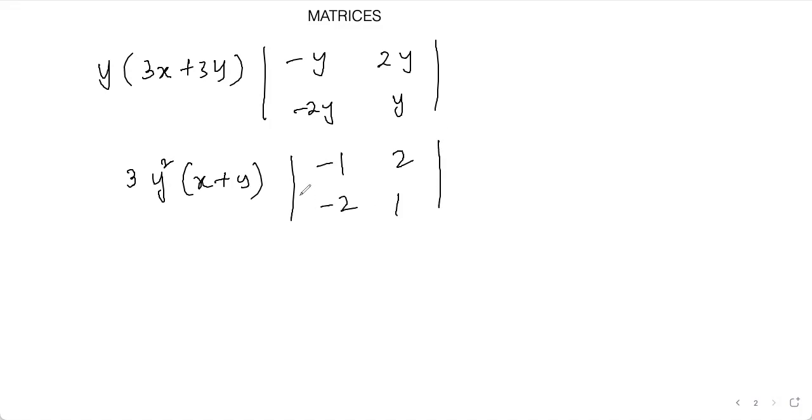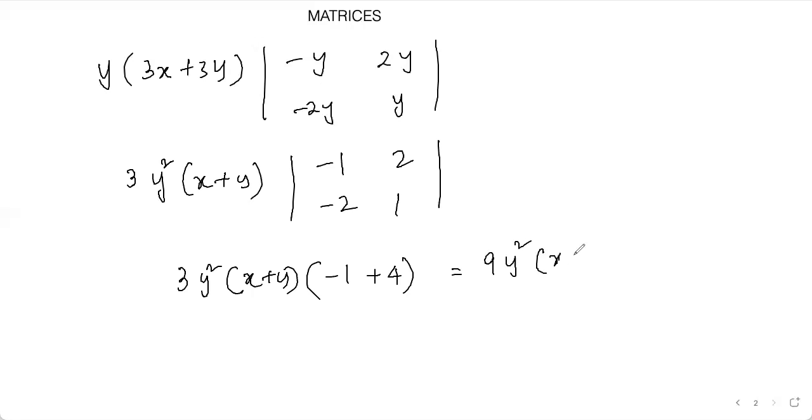So the determinant of this will be minus 1 plus 4, which is 3. So again you get this as 3 times 3, so 9, y square, x plus y. So you get this as the answer, which is on the right hand side.